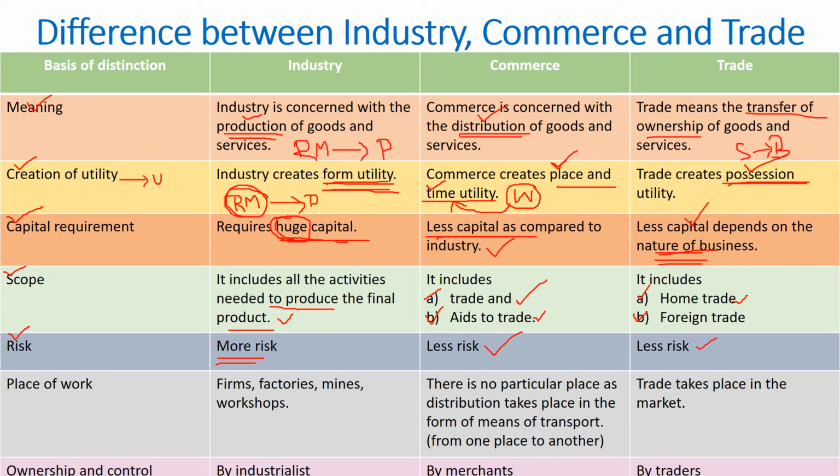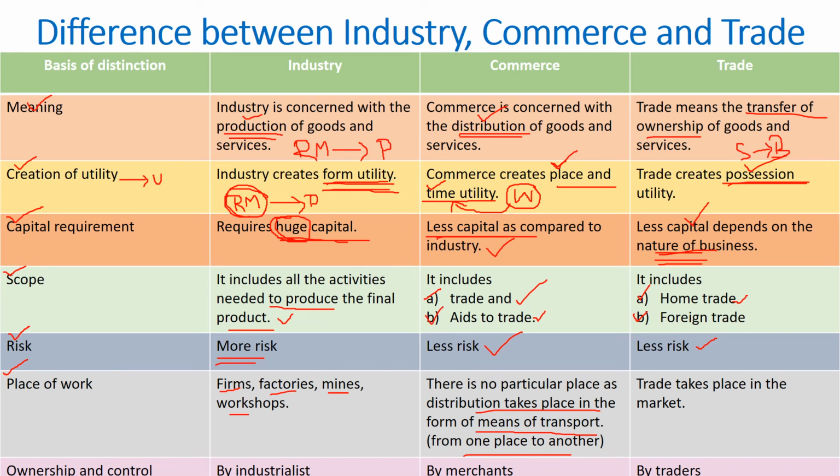The next point of difference is the place of work. Industry includes firms, factories, mines and workshops. These are all different places of production. In commerce, there is no particular place, as distribution takes place by means of transport from one place to another. So when a person is taking up the distribution side of the business, he has to transfer the goods from the producer to the customers, and there are different types of transport. When a person is taking up internal trade, the means of transport will be different, and if he is taking up foreign trade, the means of transport will be different.